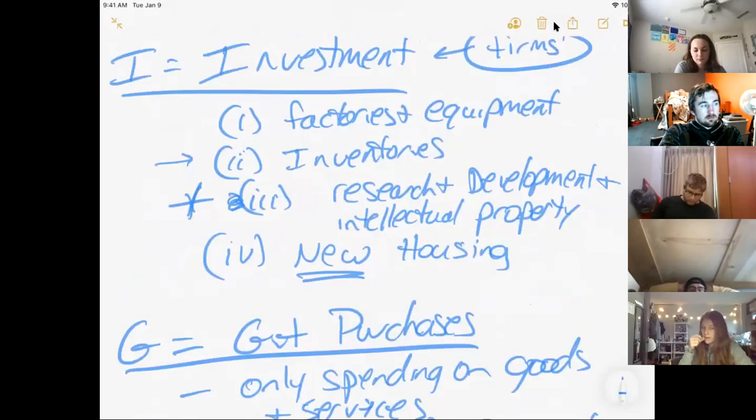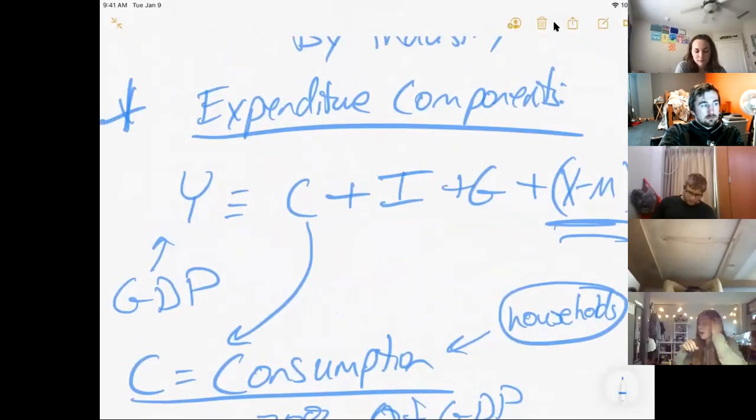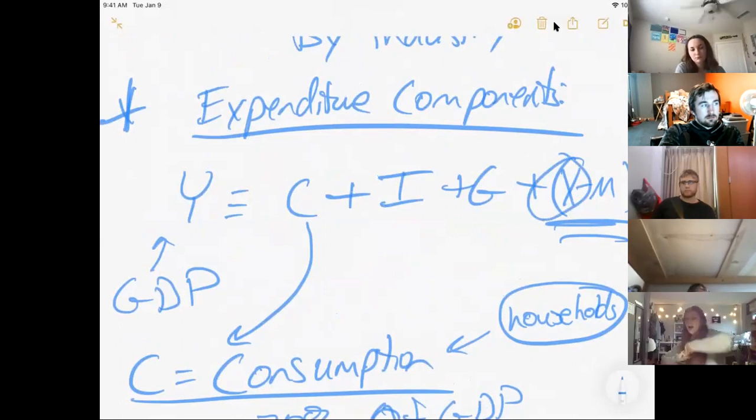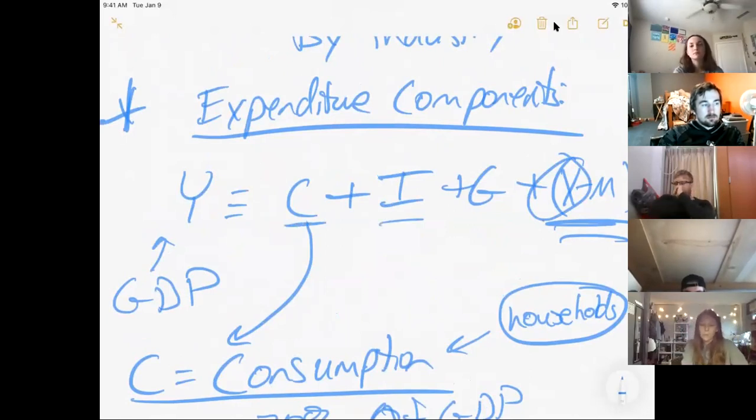Hopefully it's easy to understand why exports would be added here, right? Because what happens if we make a computer and sell it to Japan? Well, it doesn't get included in our C plus I plus G, but we did produce it. And so we should add it to GDP, okay? So hopefully it's obvious why exports are added.